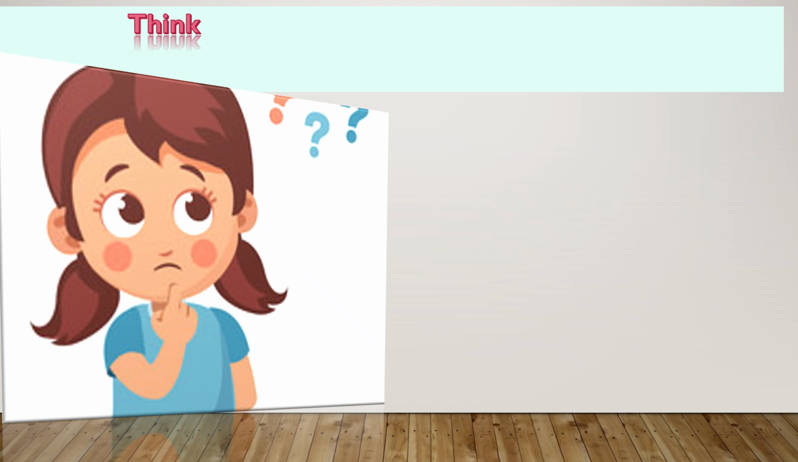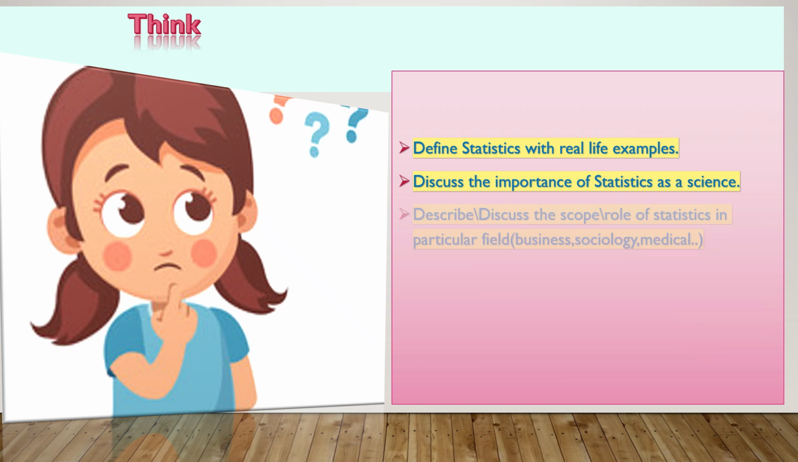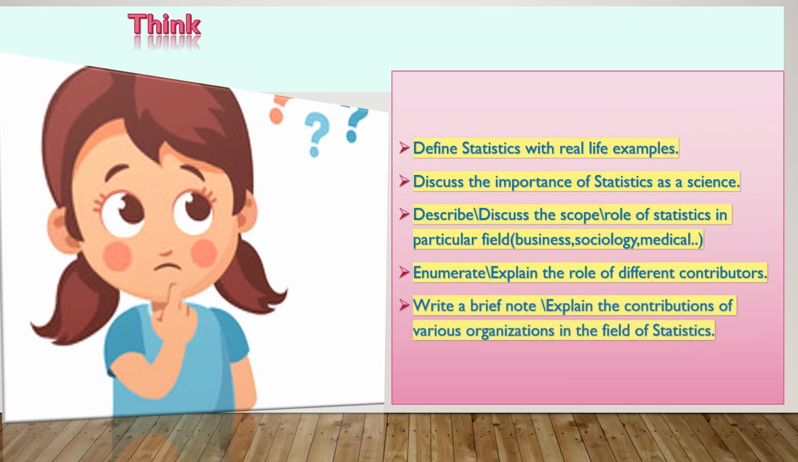So you can say: define statistics with real life examples, discuss the importance of statistics as a science, discuss or describe the role of statistics in a particular field, say business, sociology, medical, then enumerate or explain the role of different contributors, write a brief note or explain the contributions of various organizations in the field of statistics.